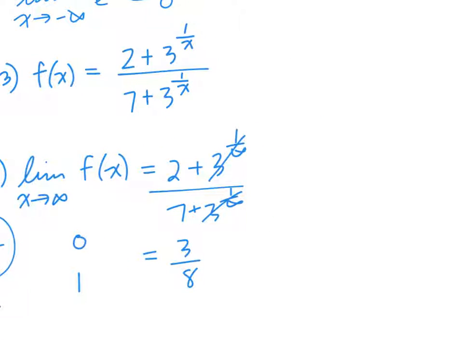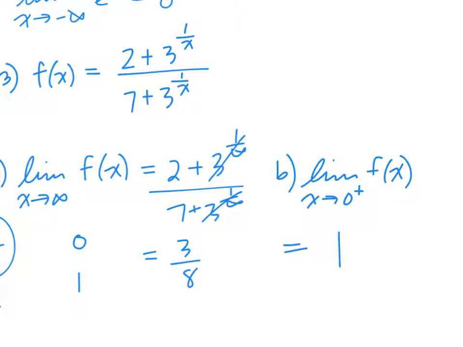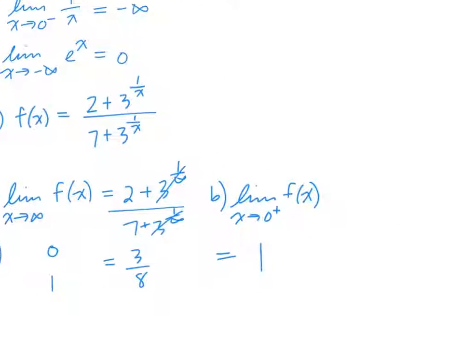Okay, second. Limit as x goes to 0 plus. Change the variable. Answer? 3 over 8? I don't know. 1. We're taking the whole 1 over x and making it x.